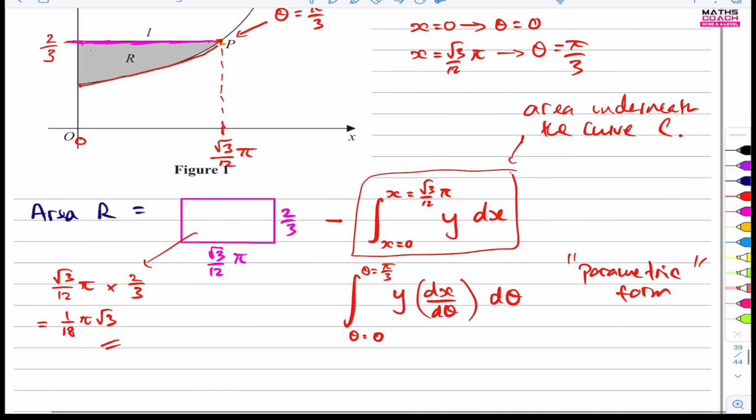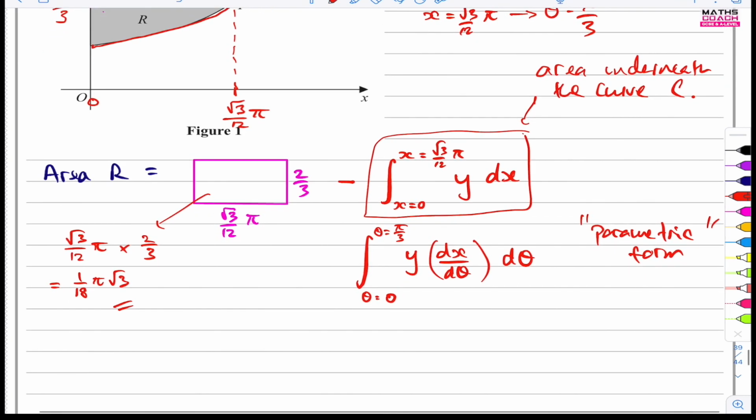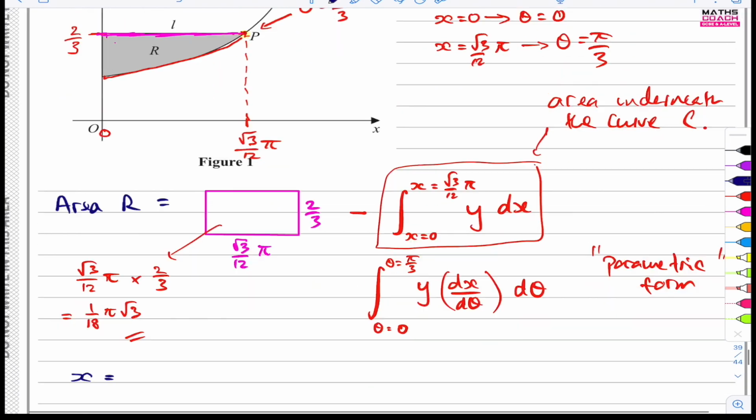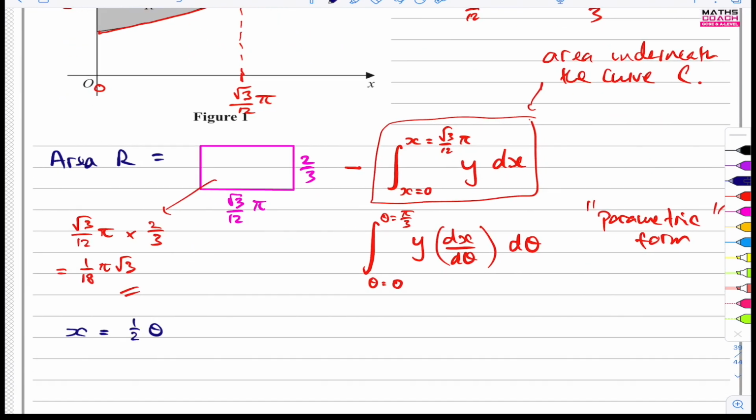So let's just start with the differentiation of x. Now x equals a half theta times sine theta, and we need to differentiate x with respect to theta.